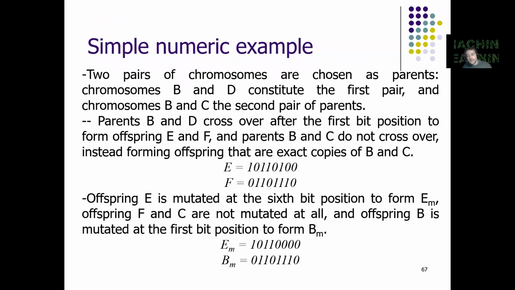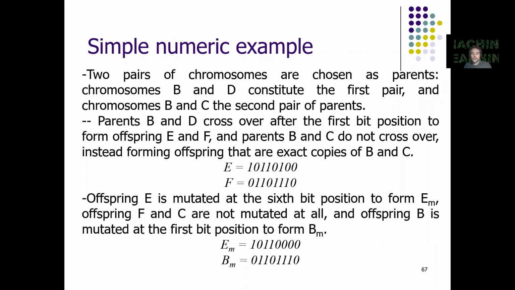And this slide gives you a kind of scenario that shows how the different operators are applied. And you can see how the operators are applied. So 2 pairs of chromosomes are selected as parents. Let's say that these are chromosomes B and D, and these are the first pair of parents. And B and C is the second pair of parents. This is possible because there is some kind of randomness, so B can be selected twice. There is no problem with that.